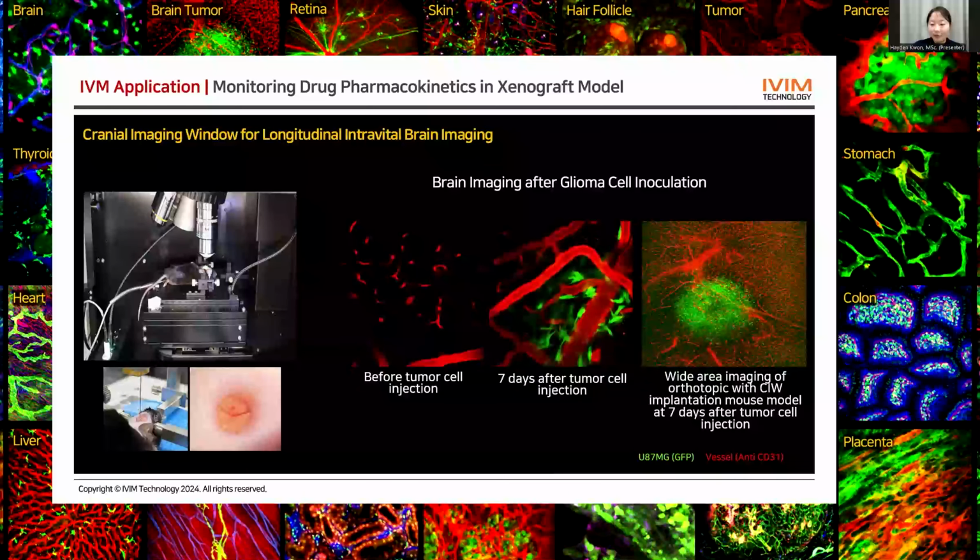And next, I present an example using a cranial imaging window implanted mouse model for brain imaging, rather than the dorsal skin fold chamber model in this slide. Specifically, we imaged GFP expressing glioma cells both before injection into the brain and on day 7 post-injection. The results clearly showed that the cancer cells successfully engrafted and proliferated around the injection site.